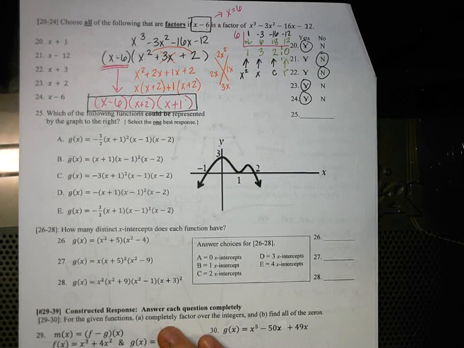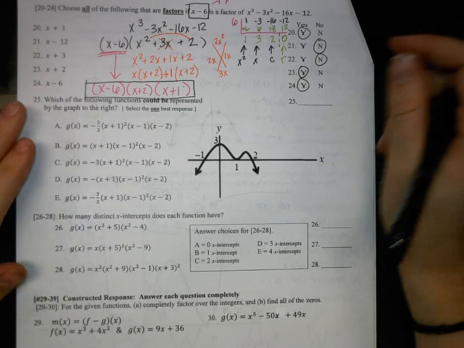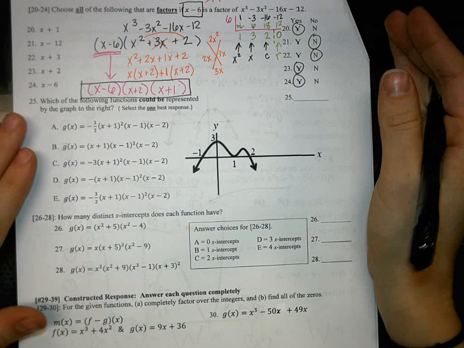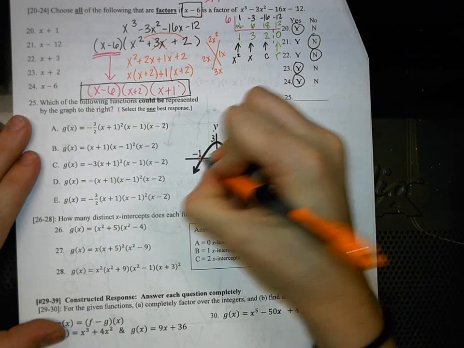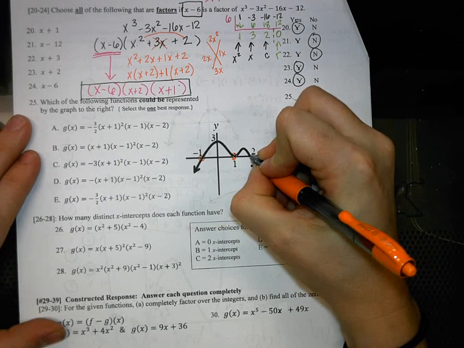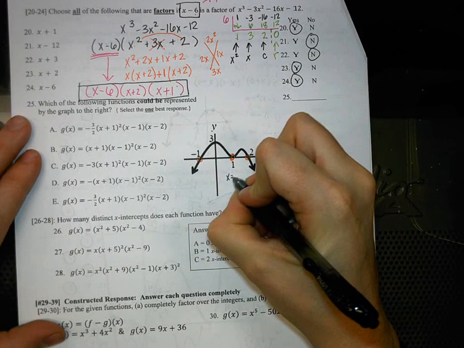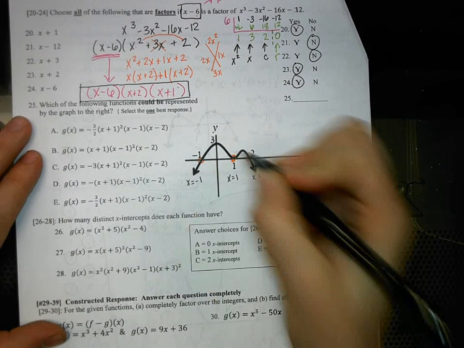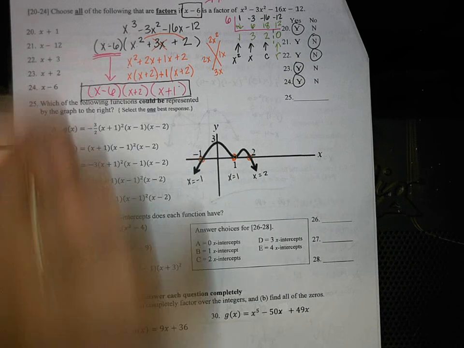Which of the following functions could be represented by the graph? Select one best response. So there's only one answer on these, so you want to narrow it down as much as you can. So we'll start with our x-intercepts. I have 3 x-intercepts: x equals 1, x equals 2, and x equals negative 1. In order to create binomials, those x-intercepts are zeros of my function.